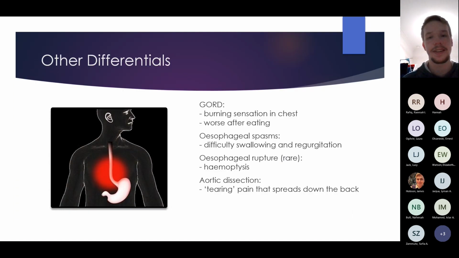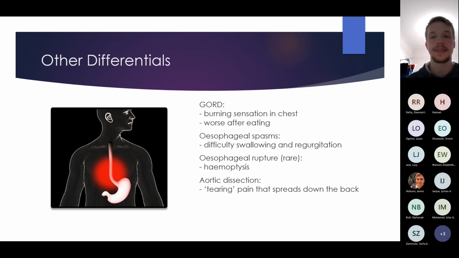So those were the main causes of chest pain you'd be looking at if someone came to the emergency department with chest pain. But I've just put a few others. So I've said GORD, which is more of a burning sensation in the chest, which is worse after eating. And a lot of the time with your abdominal or GI type pains, people might describe them as coming from the chest when they're actually more towards your epigastrium.